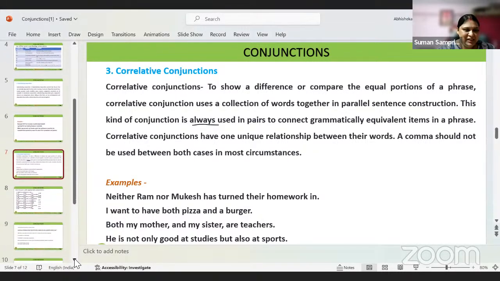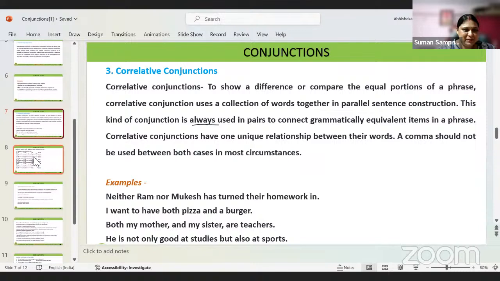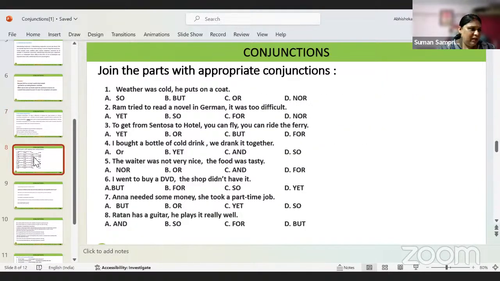And in the next slide, you will find some questions. Okay. I think all of you can read the questions.